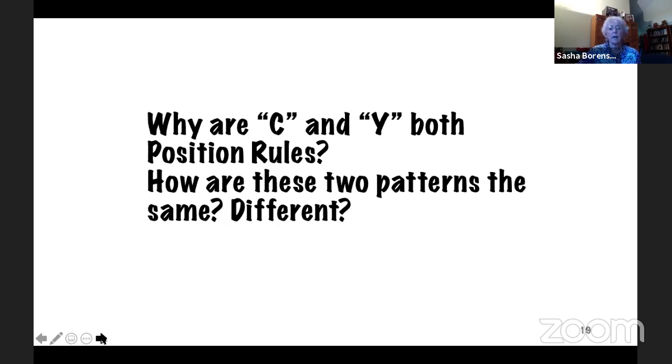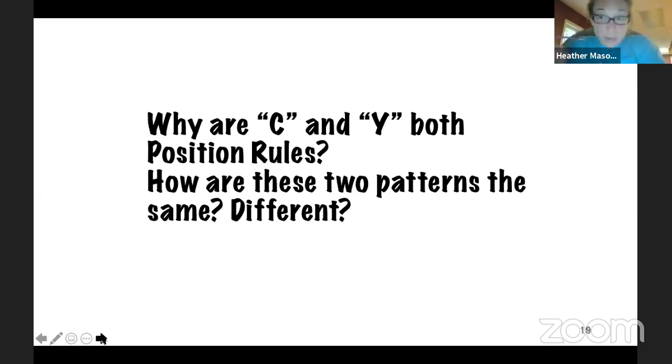Okay. See? Okay. Who has one part of an answer for why C and Y are both position rules? Please volunteer. Or I'll volunteer you. Why? Well, Heather. C. Uh-huh. That's Heather Mason.